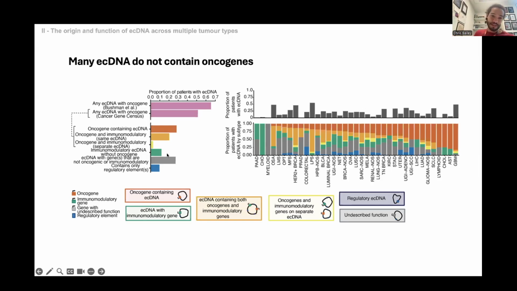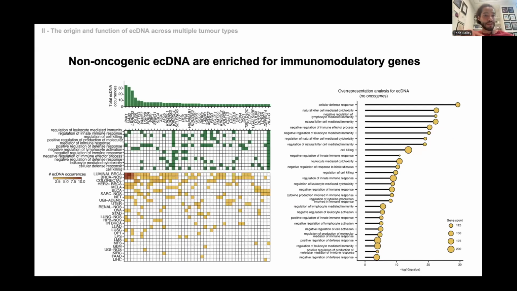and removing those ecDNA that contain oncogenes, a large proportion of those ecDNA contained immunomodulatory genes, and in some cases, we were only able to annotate regulatory elements onto those ecDNA themselves. So when we took the non-oncogenic ecDNA and ran an overrepresentation analysis, we found that there was an enrichment for genes that were involved in immunomodulation. So particularly natural killer cell mediated cytotoxicity, negative regulation of lymphocyte mediated immunity, and natural killer cell mediated immunity.